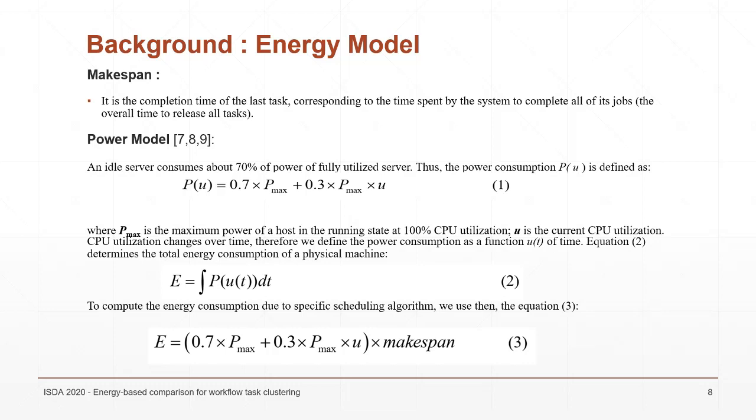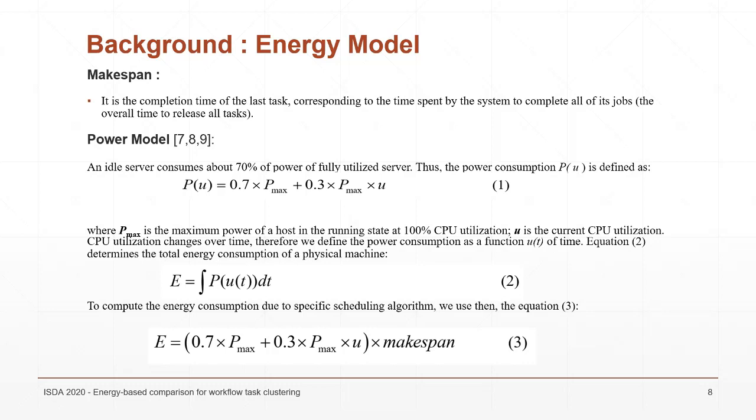Equation 1 depicts the power consumption by a host with actual utilization of U. Pmax expresses the maximum power of the host in the running state at 100% CPU utilization.